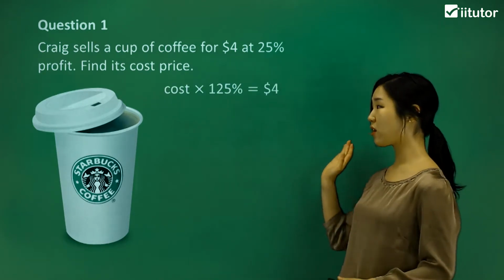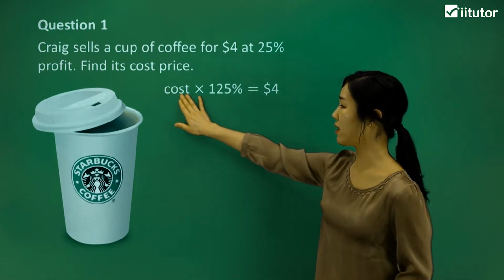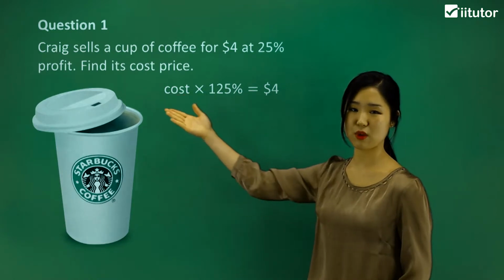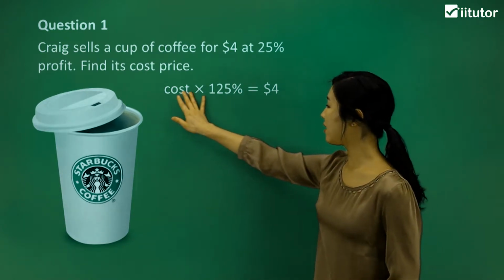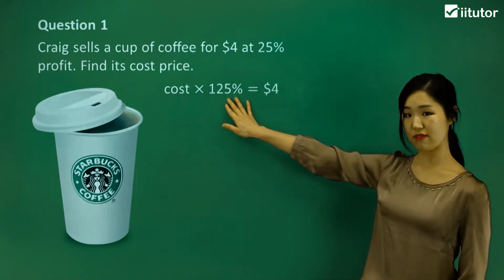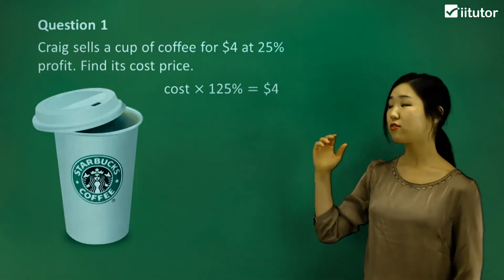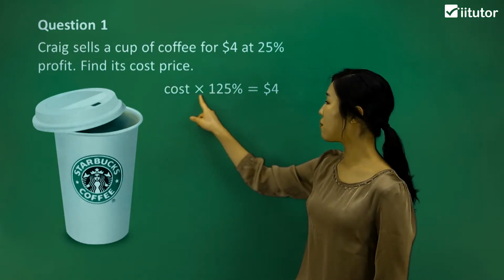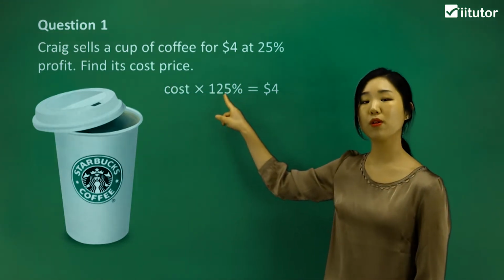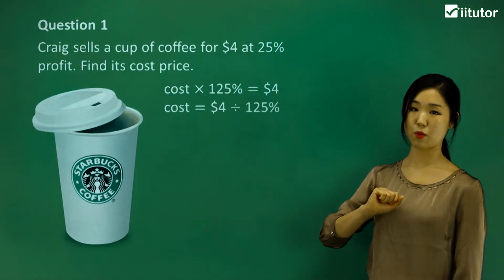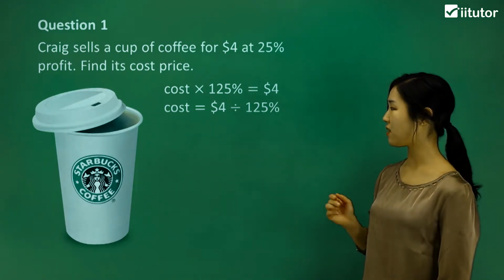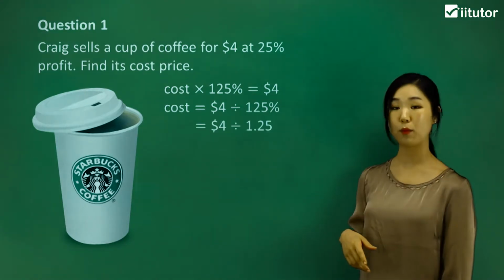So I'm going to write it in an equation form. The cost price, which is unknown, let's leave it like that. You can even use a pronumeral if you like. Cost price multiplied by 125% will get us to what we sell it for, $4. So if I want to have the cost price, because we're multiplying by 125%, we'll have to divide by 125%, won't we? And 125%, if you like, we can change to a decimal, 1.25.